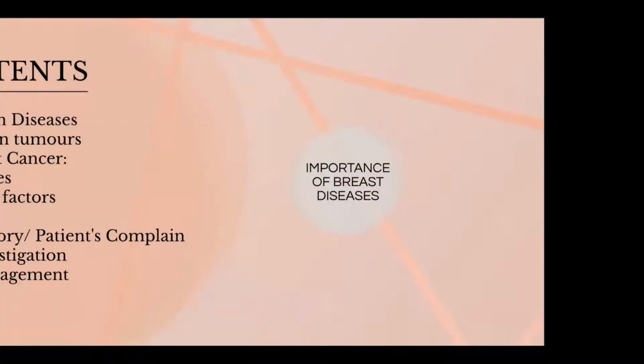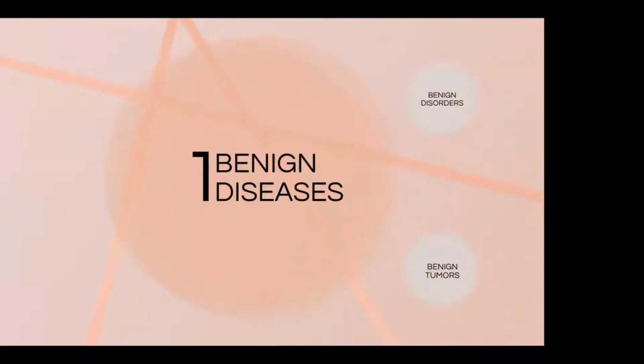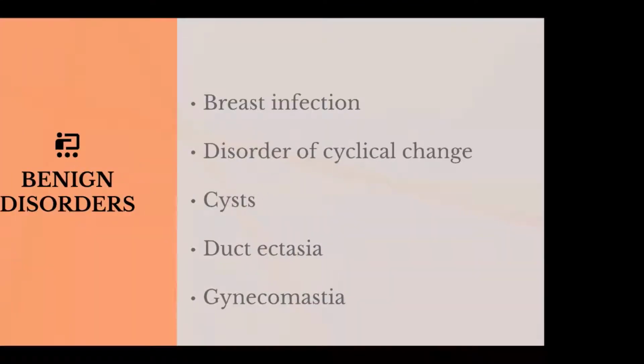We will start with the benign diseases. We have benign disorders and benign tumors. For the benign disorders, we have breast infection, which is very common. You can see an abscess. And we have disorder of cyclic changes. You're going to see a persistent follicular nodularity, and we have to exclude breast cancer by full investigation. We have cysts, which we can confirm with ultrasound. We have ductectasia and gynecomastia. Gynecomastia, you usually see in men. It's when the estrogen is higher than the androgen, and we can see it also in hypogonadism.